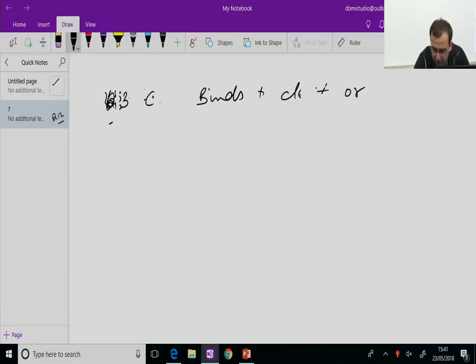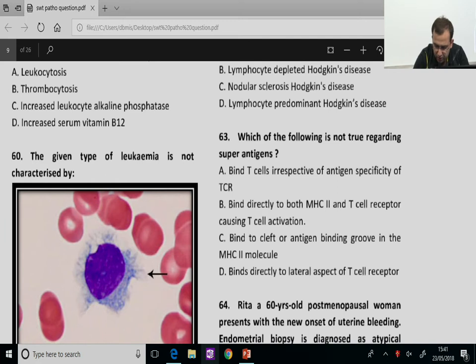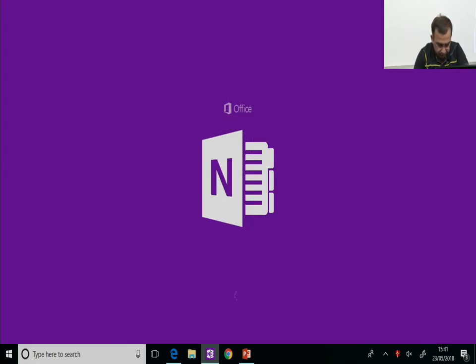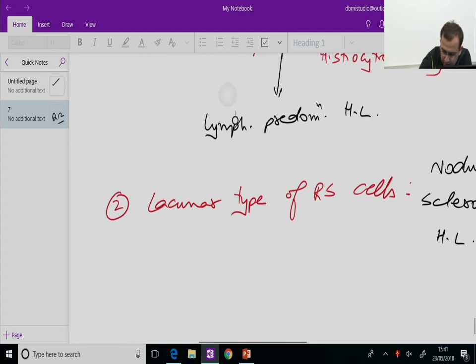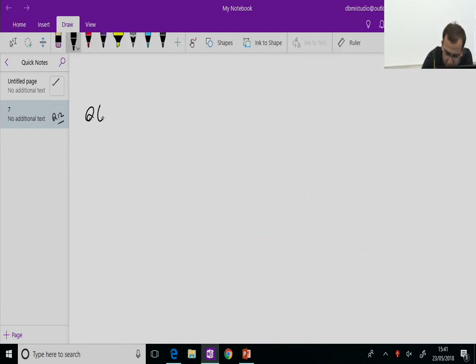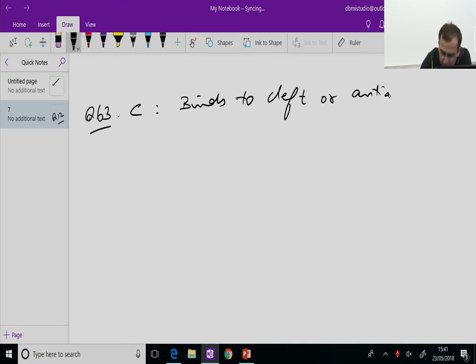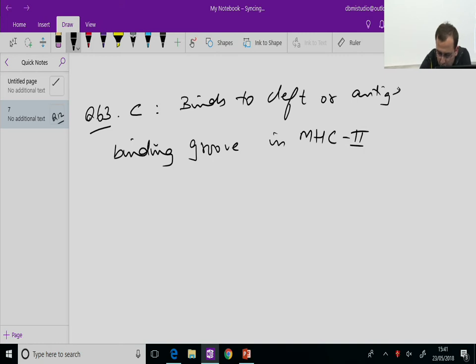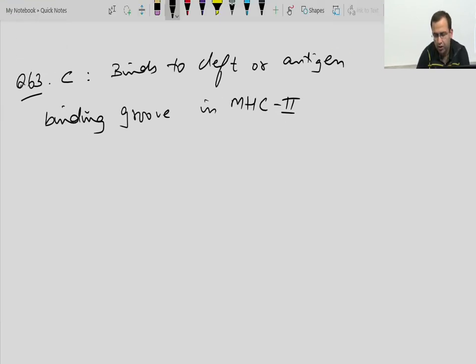Let me close this and restart. Just a sec. So question 63. Let me restart this case. Okay. So question 63. The answer is C. That is, it binds to the cleft or antigen binding groove in MHC2. This is false. It does not do so.